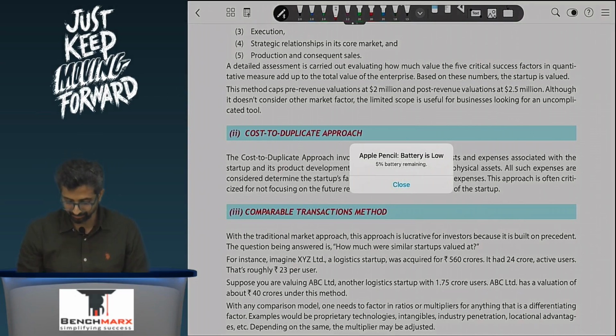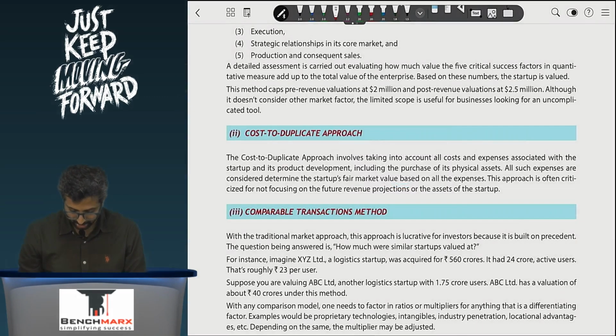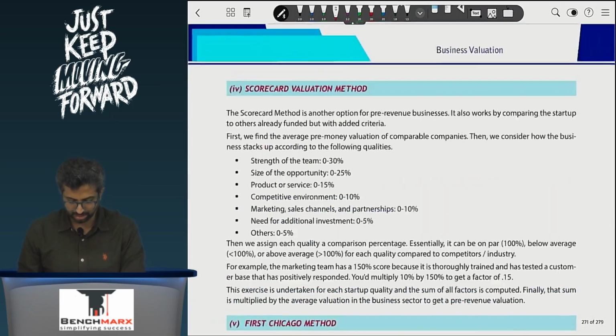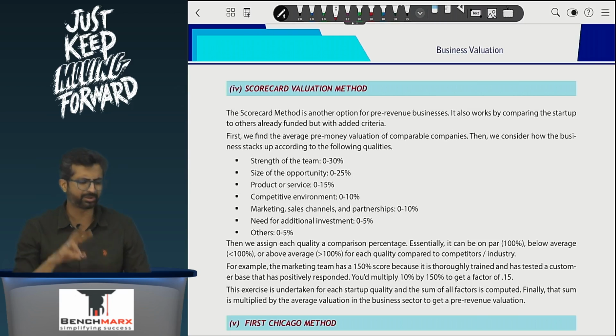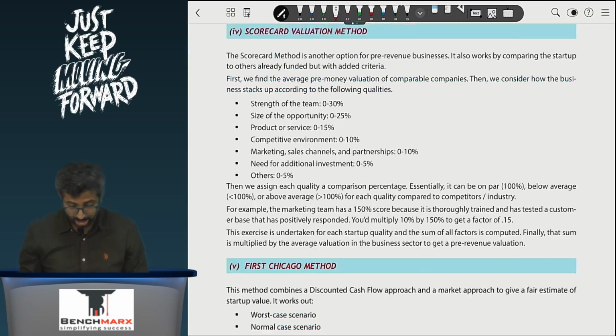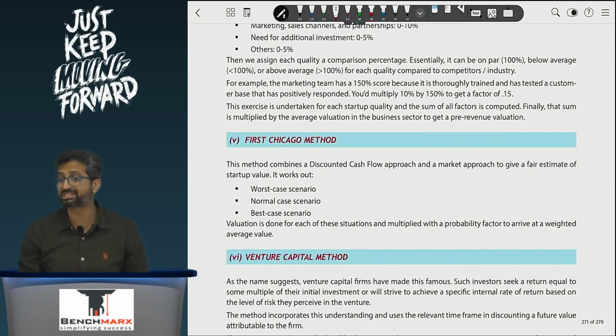So value drivers. Over here you have comparable transactions and the scorecard valuation method. In the scorecard valuation, you score based on different parameters: strength of team, market opportunity, industry, product or service, competitive nature, etc. Based on that you make a scorecard vis-a-vis your comparable, to find how much your value should be. First Chicago method is a scenario analysis, basically best, worst and base case scenario, and you find the average value based on that. It came in the MTP of November 24.